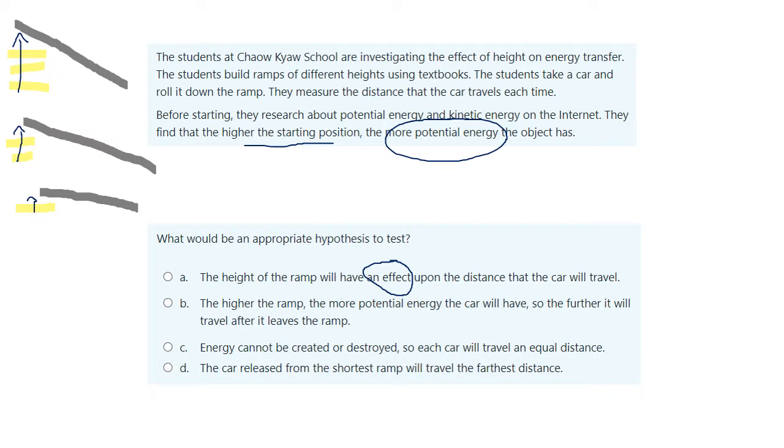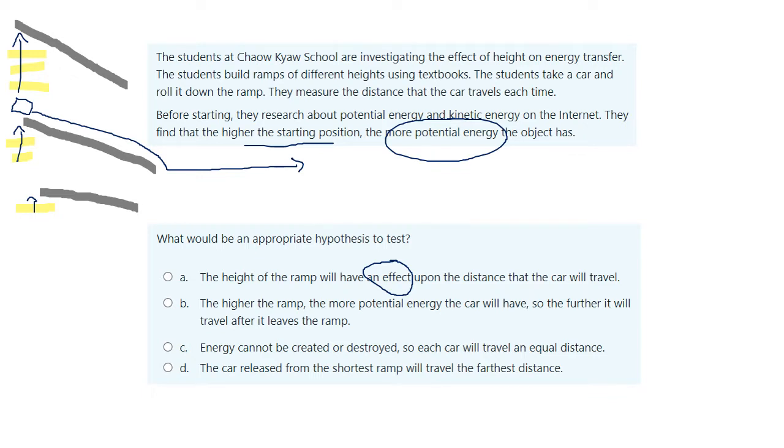B, the higher the ramp, the more potential energy the car will have, so the further it will travel after it leaves the ramp. That makes sense. If the ramp is higher, then the car starting has more potential energy. So when it gets to the end of the ramp, it will travel further. B looks like a good one.